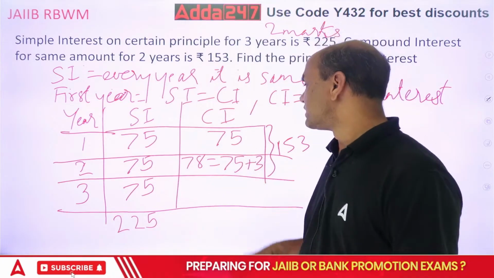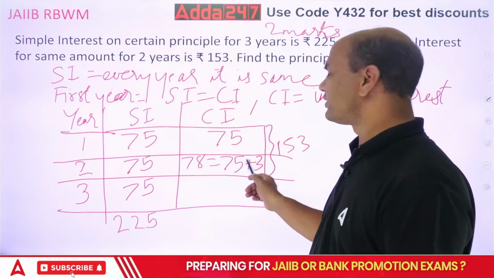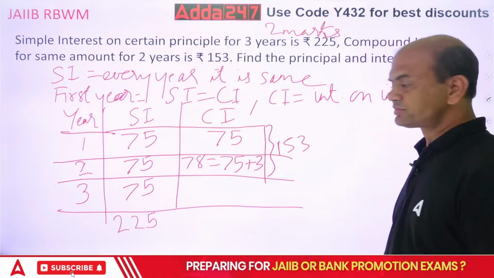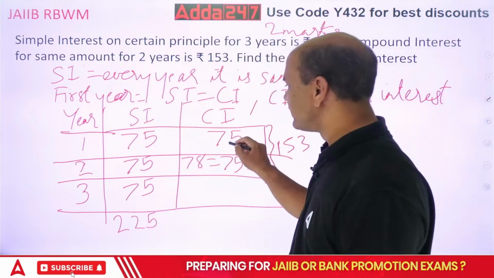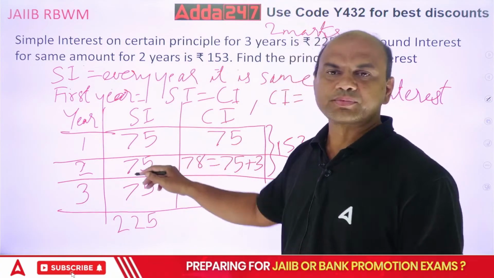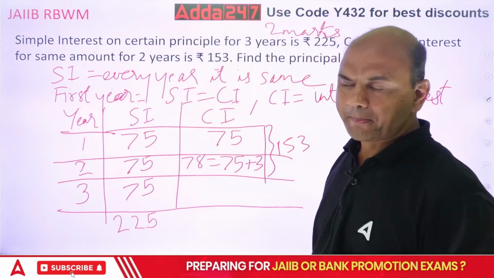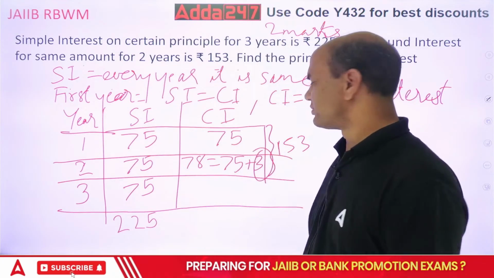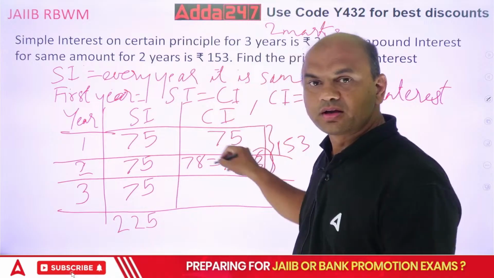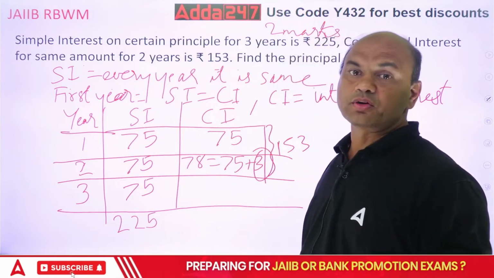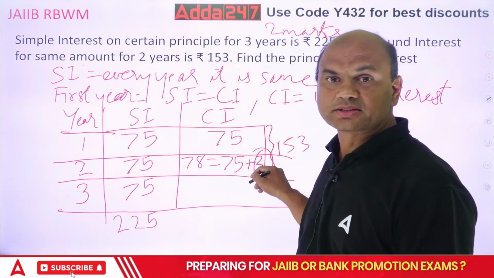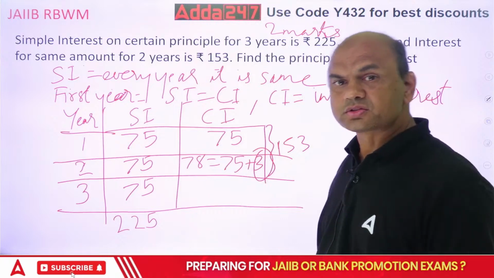Okay, so 75, then 78, 75 plus 3. Now this third part will be checked, interest on interest. Now what is this 3 rupees? See, 75 was the same over here. Next year also I should have got 75 only, but I got 3 rupees extra. Why this 3 rupees extra? Because this 75 interest was invested for 1 year. So this 75 invested for 1 year, I got the answer as 3. Interest is 3. So solve this.